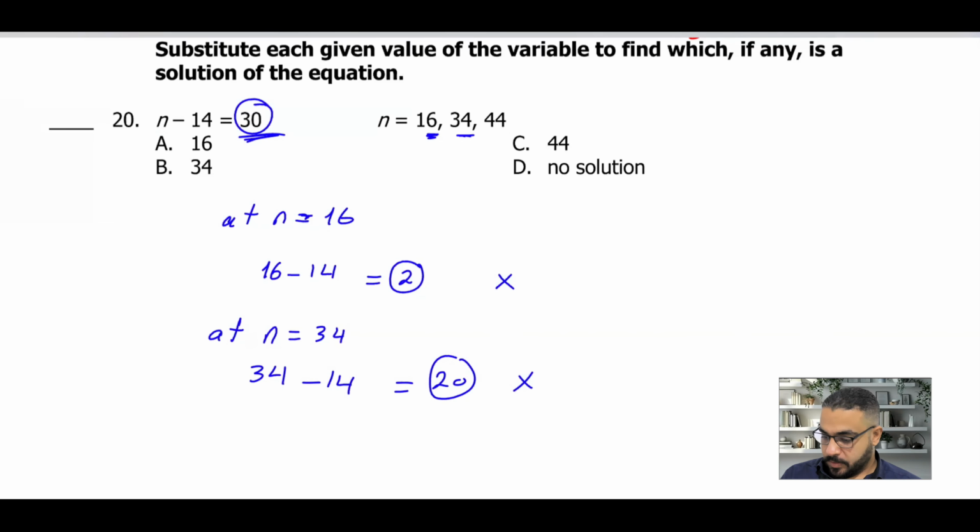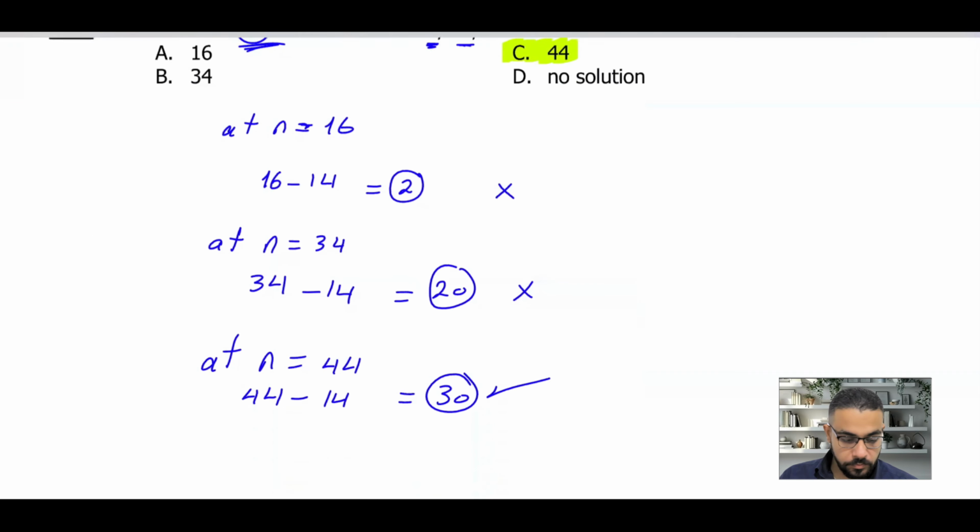Let's try the 44, the last choice here. At n equals 44, the left side will be 44 minus 14. 44 minus 14 equals 30. Yes, that's the correct answer. So the correct one will be 44. Okay.